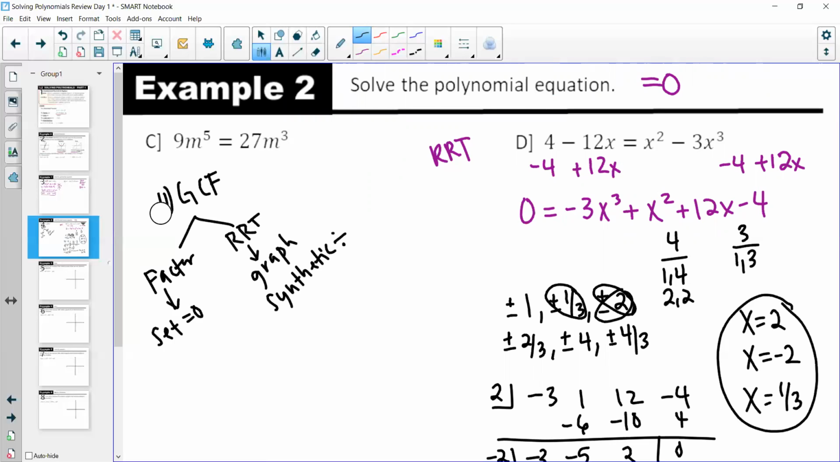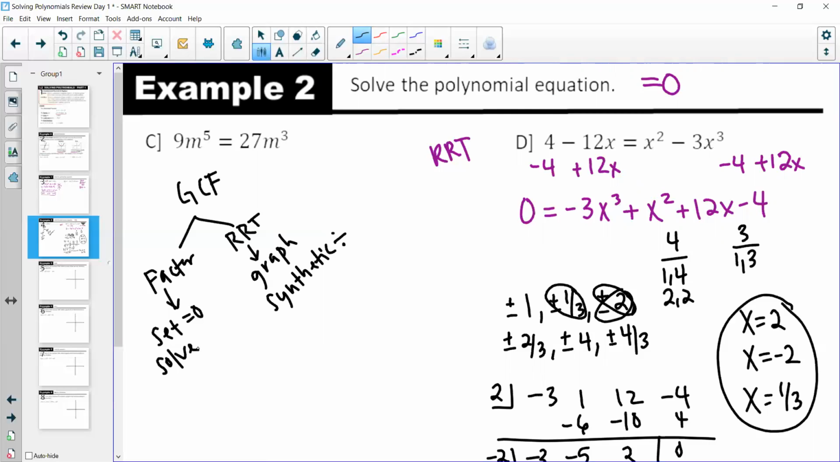So as you're trying to decide what to do when you're solving a polynomial, start by finding the greatest common factor, then try to factor it. If it doesn't work, then use the rational root theorem. If factoring works, then we're going to set each part equal to 0 and solve for x. If we have to use the rational root theorem, we're going to graph it, approximate where those pieces are, and then use synthetic division to double check. And that is how we can solve a polynomial.